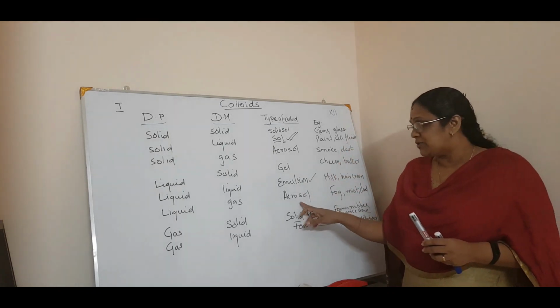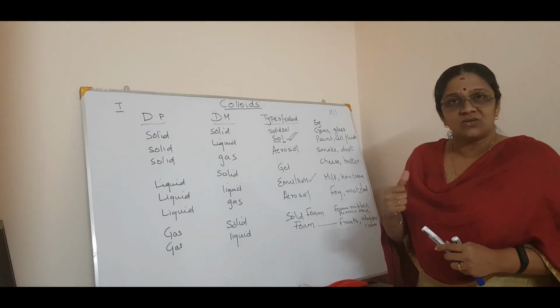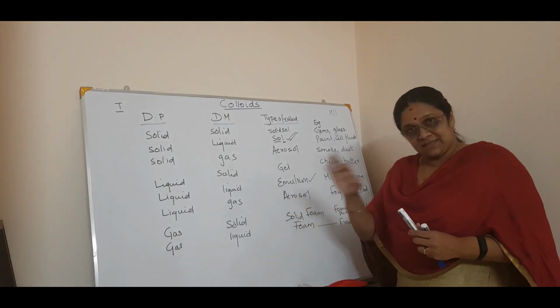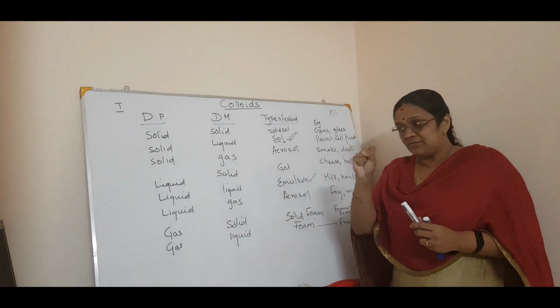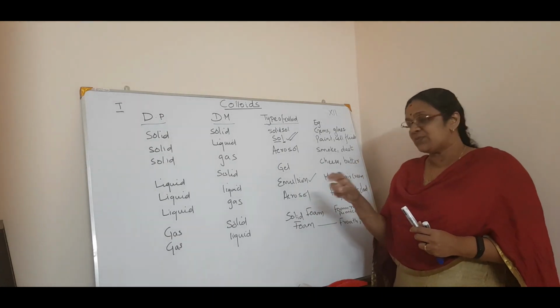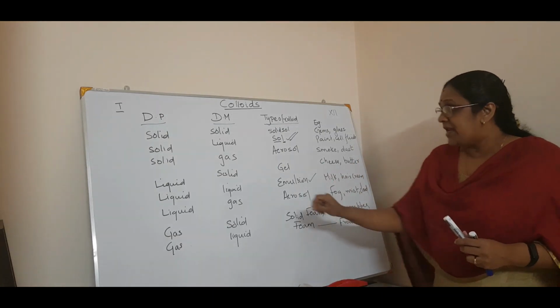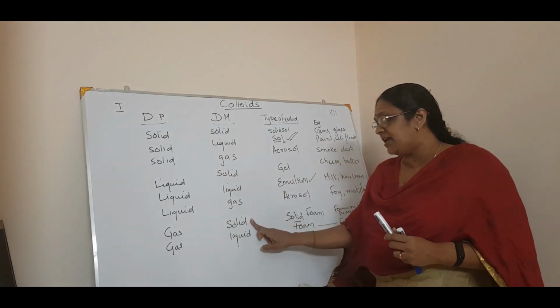And aerosol, we talk about nowadays about the aerosol. So in the coronavirus, etc., what is that? The gas in the atmosphere, this microvirus is there, isn't it? So it is called an aerosol. Okay, that is why we call it an aerosol. Okay. Next is the dispersed phase is gas and dispersion medium is solid.